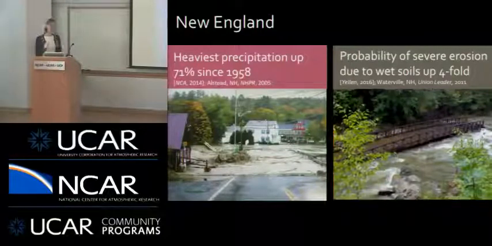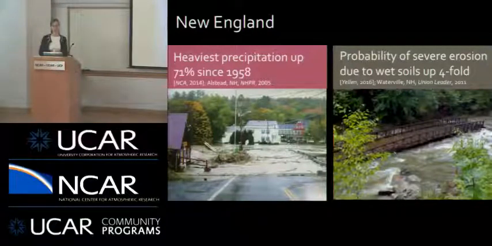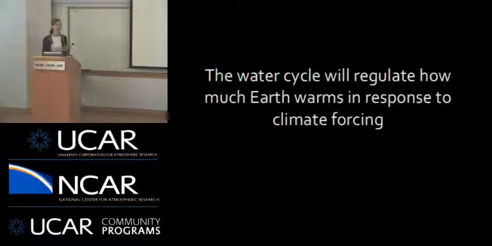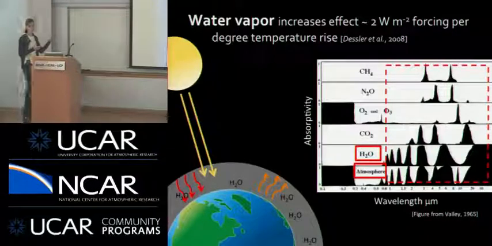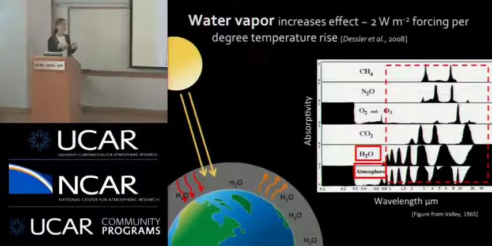Now, the second big reason I think the water cycle is so important for climate is that the water cycle and its feedbacks are going to regulate how much the Earth warms in response to climate forcings. And so, for example, we know that globally, the water vapor feedback works to increase the forcing by about 2 watts per meter squared for every degree increase in temperature.